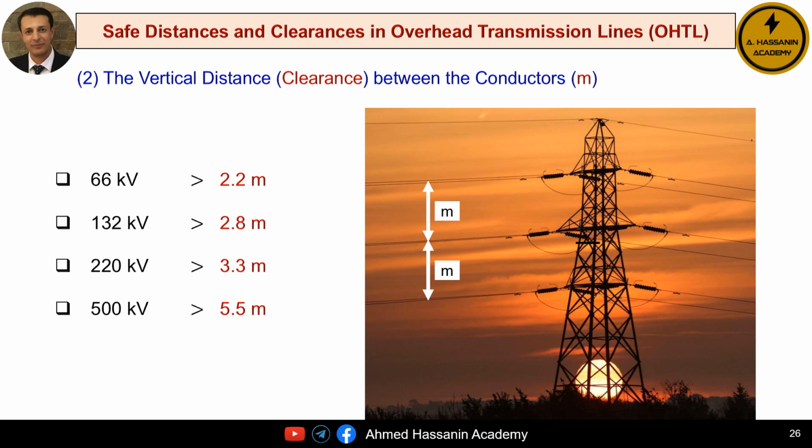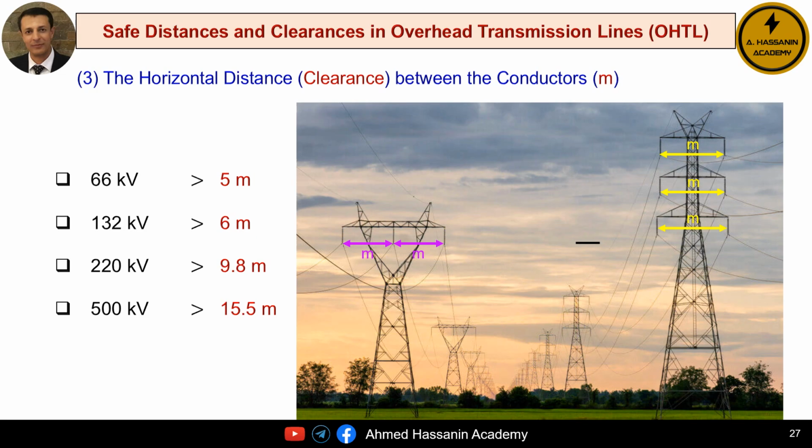In the case of an overhead line with a voltage level of 220 kilovolts, the vertical clearance between the phases must not be less than 3.3 meters. Finally, in the case of an overhead line with a voltage level of 500 kilovolts, the vertical clearance between the phases must not be less than 5.5 meters. The third point is the horizontal distance between the conductors or between the phases or between the wires of overhead transmission lines.